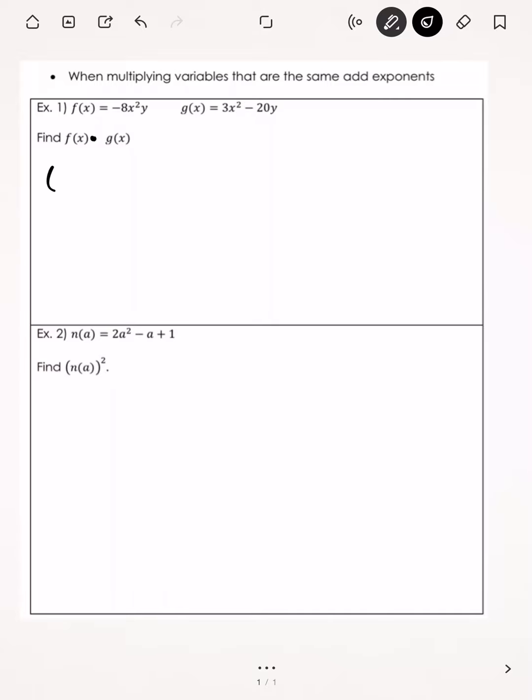So f of x is a negative 8x squared y times g of x, which is a 3x squared minus 20y. So since I have one term times two terms, I'm just going to go ahead and distribute this. So a negative 8x squared y times a 3x squared. A negative 8 times 3 is a negative 24. X squared times x squared, we add the exponents, it becomes x to the fourth, and y, and there's no y, so it's just a y. So we get a negative 24x to the fourth y.